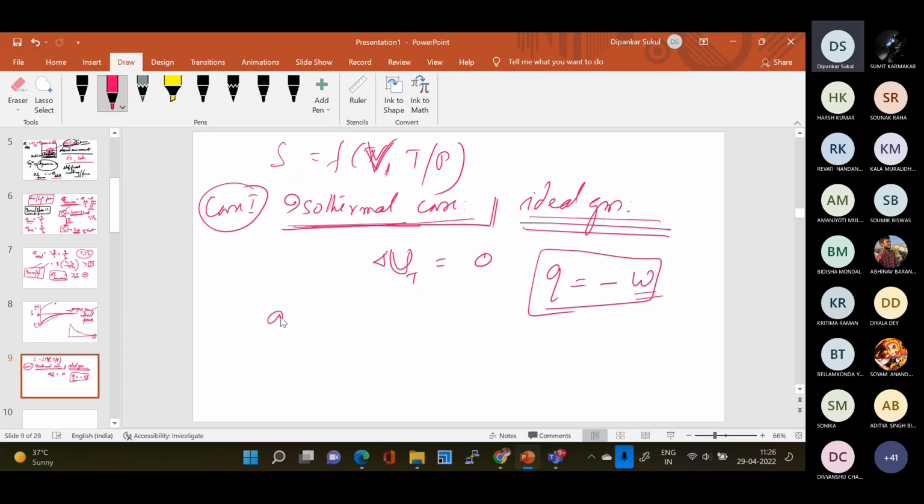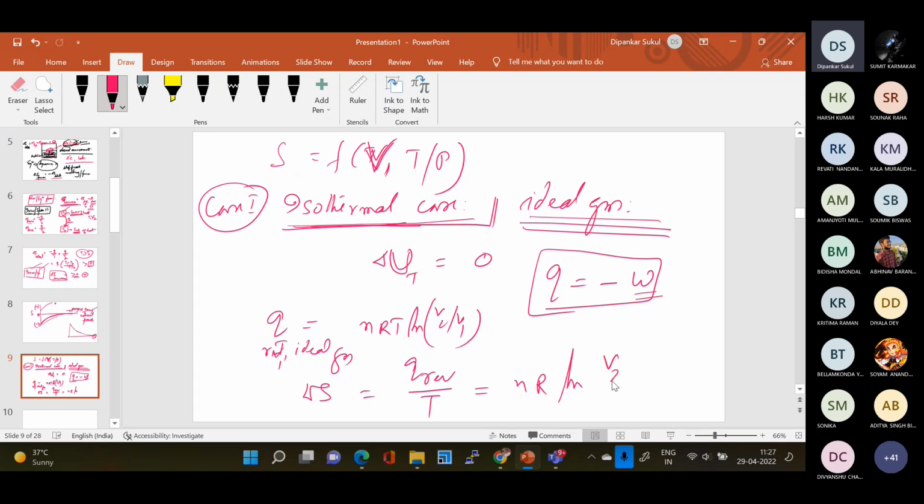Hence, what will be the Q? Q will be equal to nRT ln V2 by V1. Reversible isothermal process, ideal gas. What is the corresponding entropy change? Entropy change is the reversible heat change divided by the corresponding temperature. Hence, in this case, the expression of entropy change will be nR ln V2 by V1.